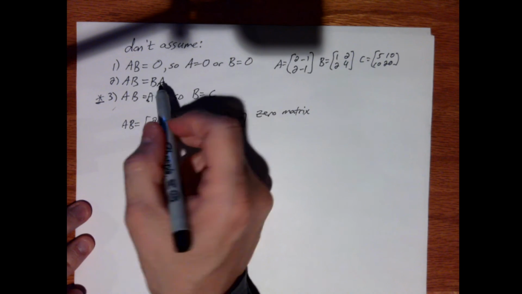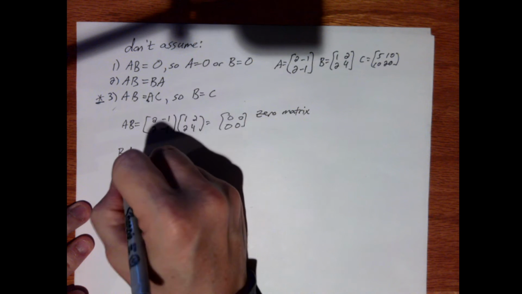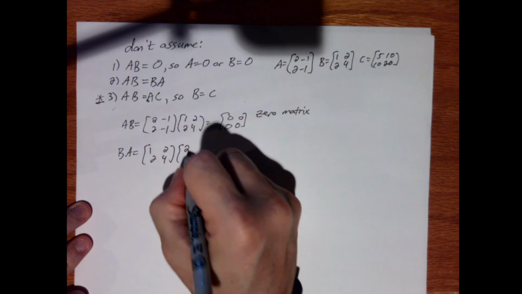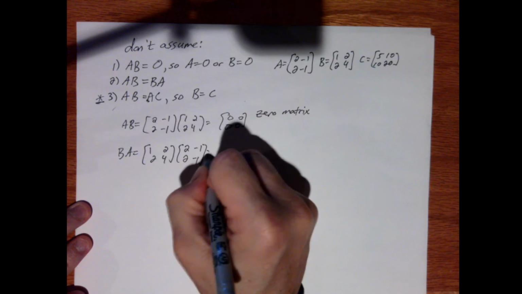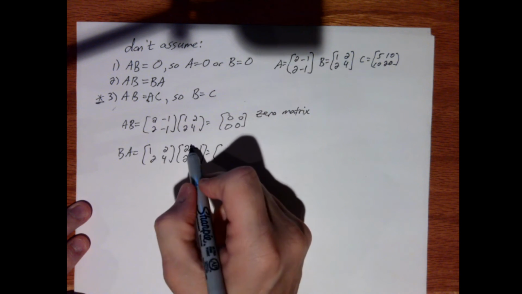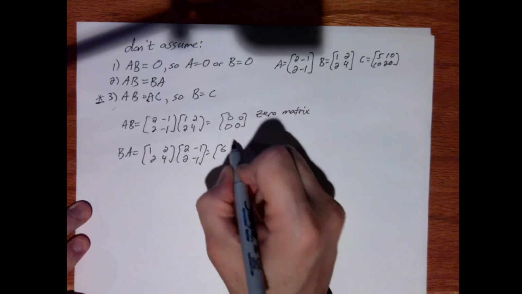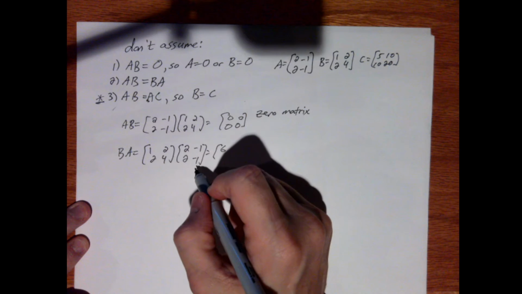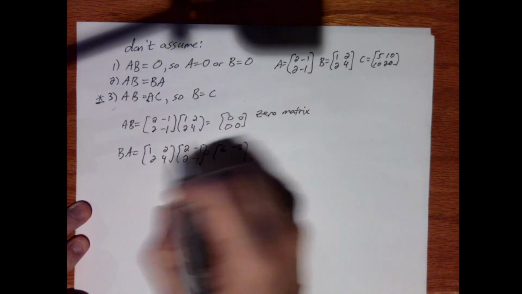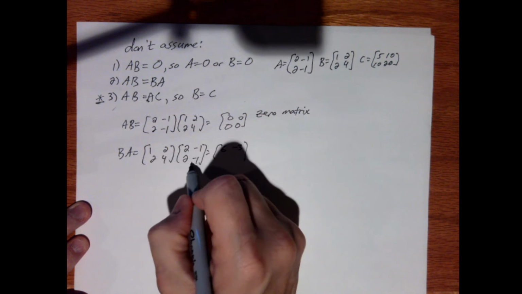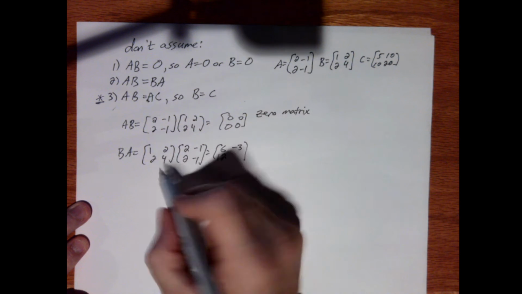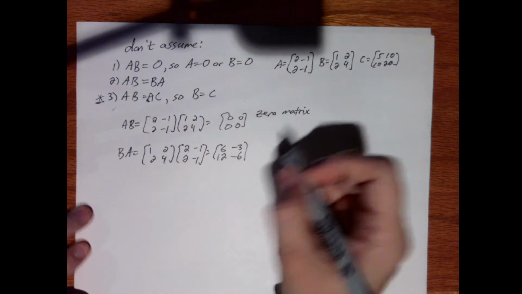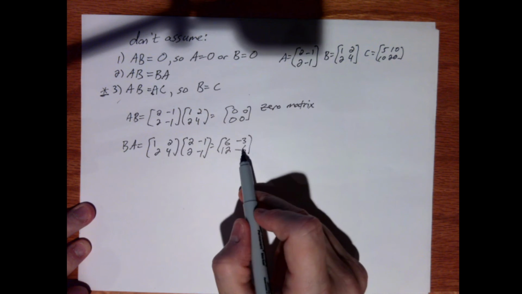What about AB equals BA? This is AB. BA is equal to this. So here I have 2 plus 4 is 6. That's already different because these are all zeros. Then I have minus 1 plus minus 2 is minus 3. Here I have 4 and 8 is 12. And then minus 2 plus minus 4 is minus 6. So clearly AB is not equal to BA.